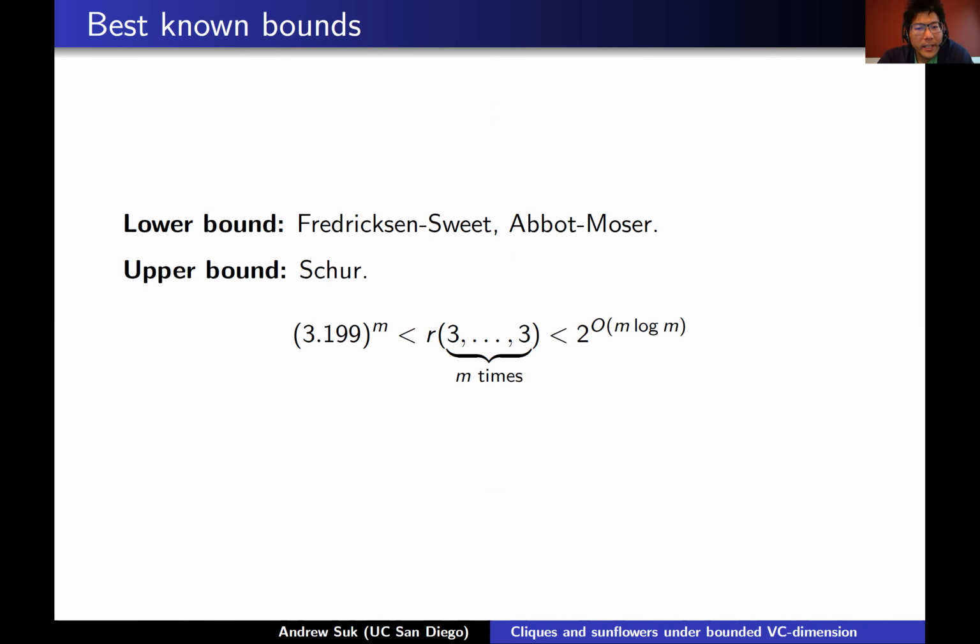So as of today, I believe these are currently the best known upper and lower bounds for this multicolor Ramsey number. The lower bound can be seen by combining two results, one due to Fredrickson and Sweet, and another due to Abbott and Moser, which gives this lower bound of 3.199 to the m. And the best known upper bound is that argument that I just gave of m factorial, which I'll simply write as 2 to the m log m.